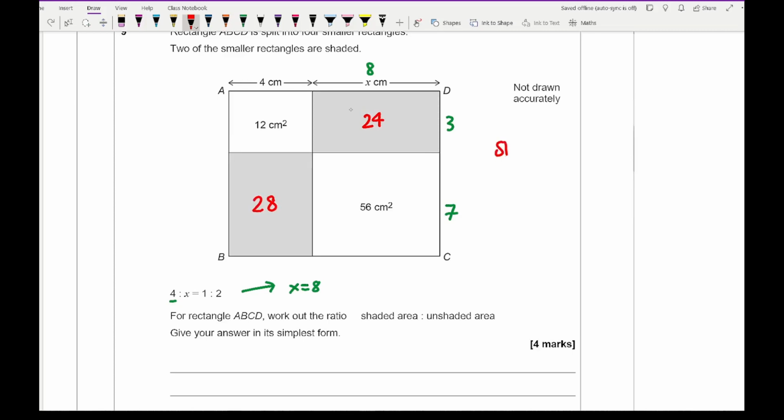So here, if we've got the shaded area to the unshaded, just add up the two totals. So shaded is going to be 24 plus 28, which is 52. And the unshaded, which is 12 plus 56, which gives me 68. Then all I then need to do is to simplify this ratio. And again, you could just do 52 divided by 68 on your calculator, or if you've got a ratio function on the calculators, that's going to work as well. But the correct answer you should have is 13 to 17.